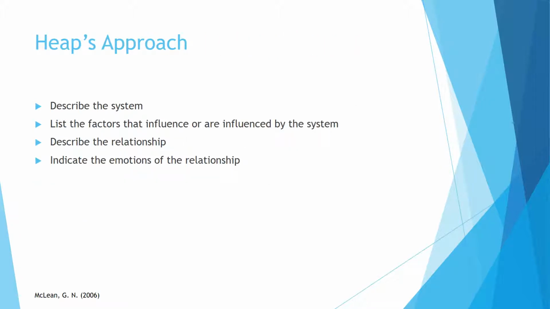Mapping the system on where it currently is, and then mapping where the organization wants to be, helps to make the vision more concrete. Heap uses these steps to map the system or the organization and the outside influences. First, describe the system. Next, list the factors that influence or are influenced by the system. Third, describe the relationship. And lastly, indicate the way people feel about the relationship. I will give an example of this later on in the presentation, so let's move on.